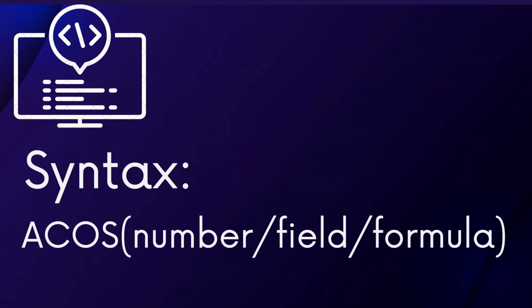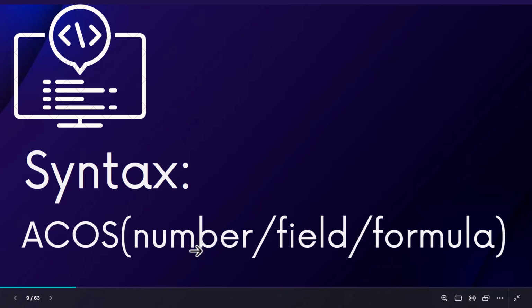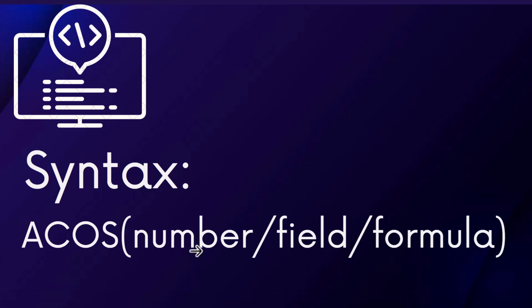The syntax is given on your screen, and here we pass a number, field, or formula as a parameter in value, for which we will determine the inverse of the cosine. The value specified in the parameter can be a field, numeric constant, or a formula. Always remember that this function takes a numeric value.